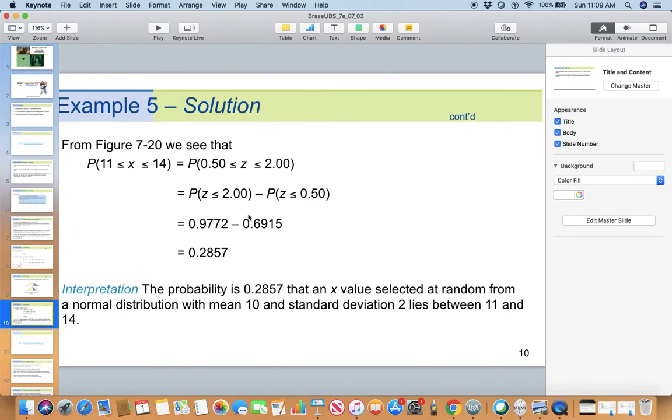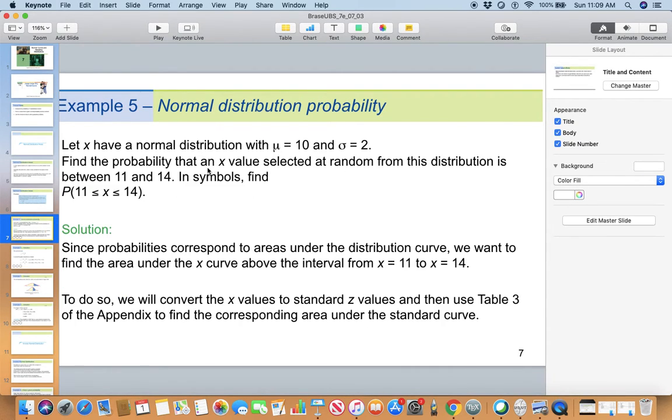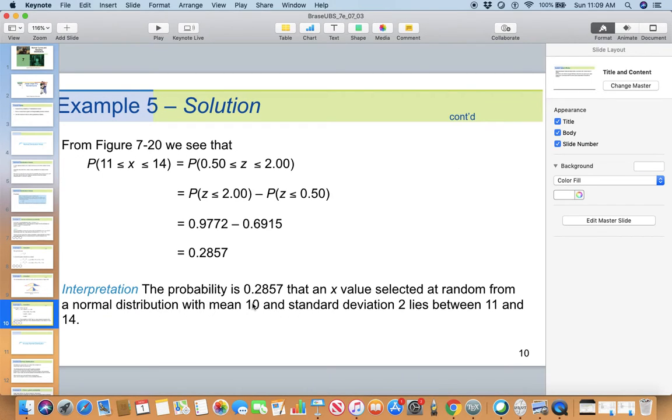That's what we did. And taking the difference, we get this. So the probability is 0.2857 that an x value selected at random from a normal distribution with mean 10, standard deviation 2 will lie between 11 and 14. Okay, so this is basically answering the question: find the probability that an x value with mean 10, standard deviation 2 will lie between 11 and 14. So we have simply rewritten this, and that's your answer.